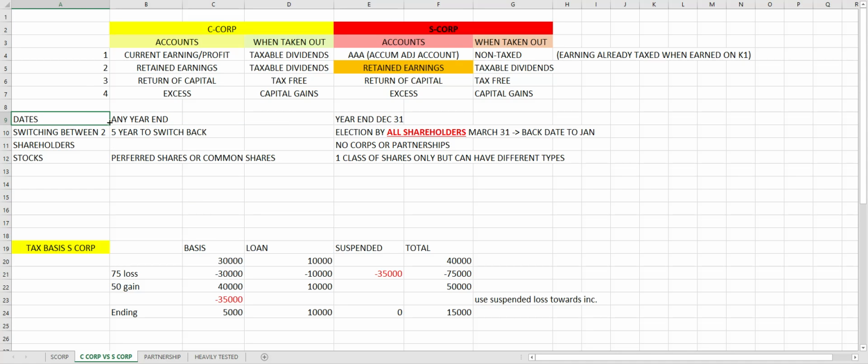So the key dates that we should take a look at. C corporations can have a year end at any point in time, whereas S corporations' year end will be December 31st. If you want to switch from a C corporation to an S corporation, you have to elect to be an S corporation and meet the requirements of an S corporation. Once you go back to a C corporation from an S corporation, you do have to wait 5 years to switch back, or you can send a message to the IRS to request to be made into a C corporation again.